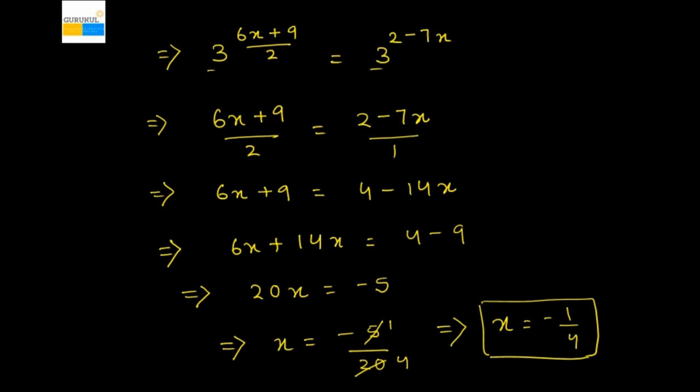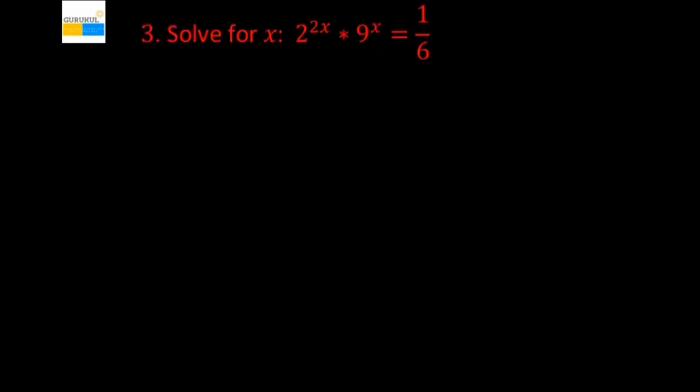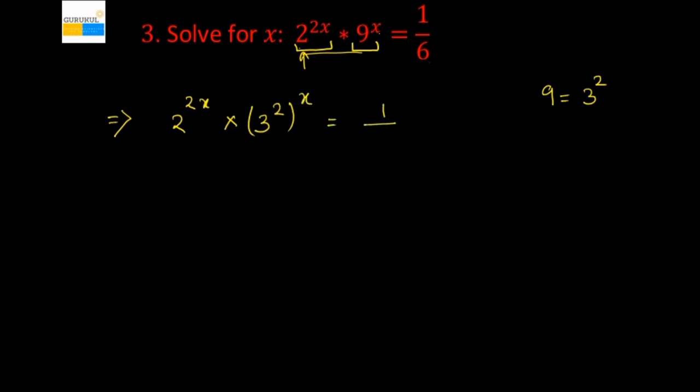Let's say you are given to solve for x: 2 raised to the power 2x times 9 to the power x equals 1 over 6. So you have two exponential terms multiplied. 2 is a prime number, 9 is not a prime number, but I can replace 9 by 3 to the power 2. So let's try doing that. So you get 2 to the power 2x times 3 to the power 2 raised to the power x equals 1 over 6. So 2 to the power 2x times 3 to the power 2x equals 1 over 6.